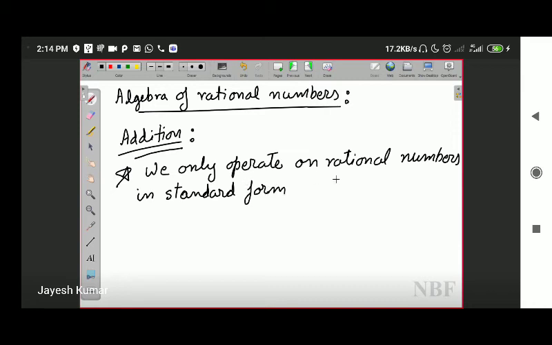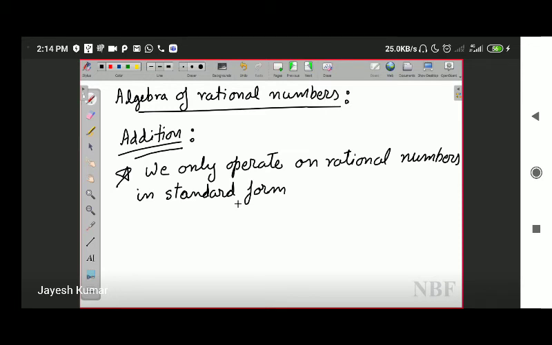We only operate on rational numbers in standard form. If our rational number is in standard form, then we can operate on it. We can do addition, subtraction, multiplication, or division. If it is not, then we change it to standard form. Okay, so addition, we come back to addition.